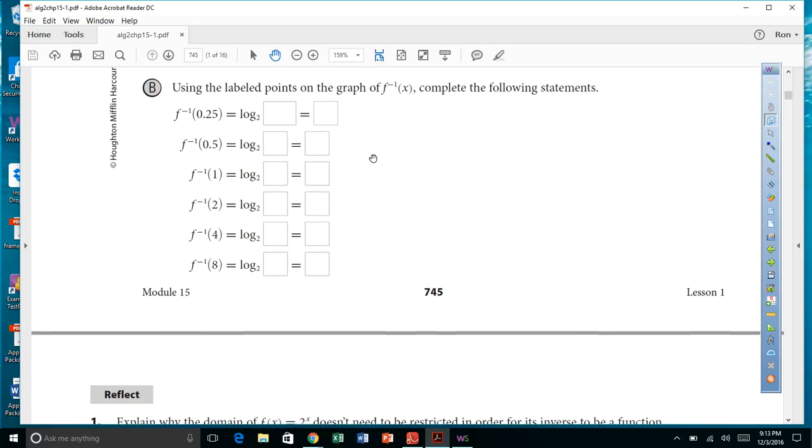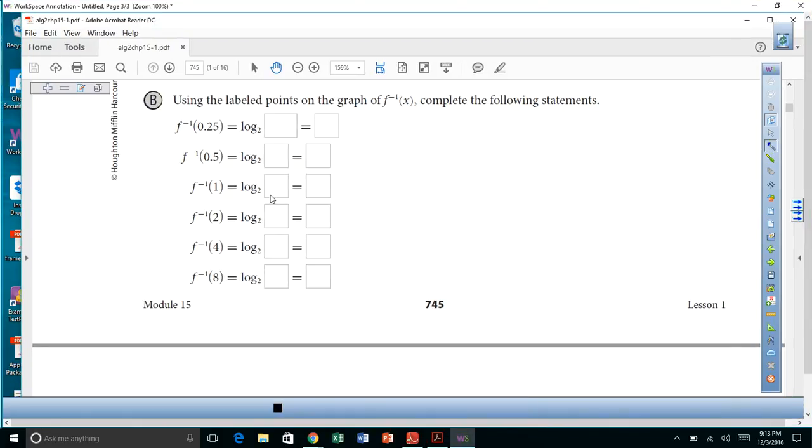Using the labeled points on the graph of the inverse of f of x, complete the following statements. So those points that we had: the inverse of f of 0.25 equals log base 2 of 0.25, and that equals negative 2. The inverse of f of 0.5 equals log base 2 of 0.5, and that's negative 1.